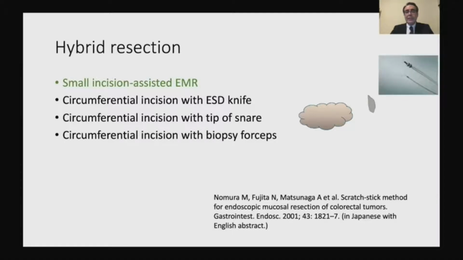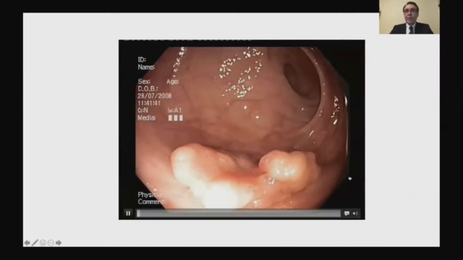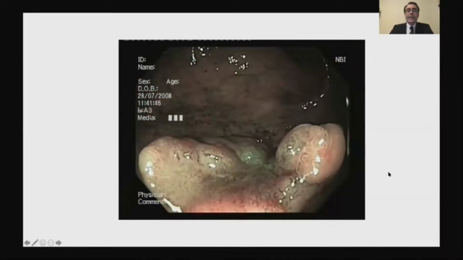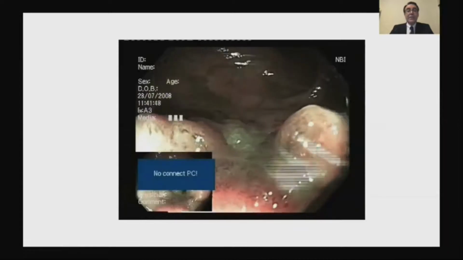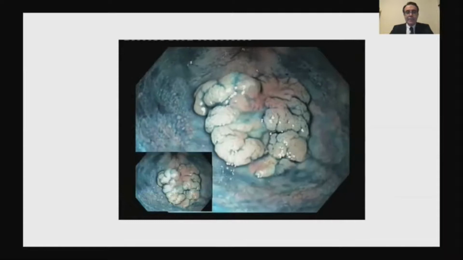hybrid techniques to help us apply the snare more confidently. We can use dedicated snares or normal snares. We make a small incision and then we put the tip of the snare there. Like in this case, it's a rectal polyp. It was very suspicious because there was a depression and the vascular pattern was irregular. This was many years ago already in Oviedo in Spain.